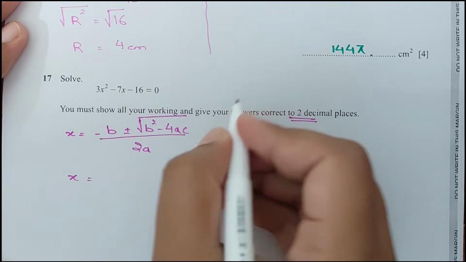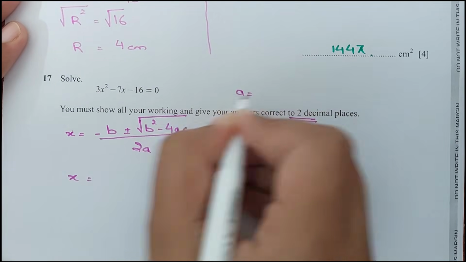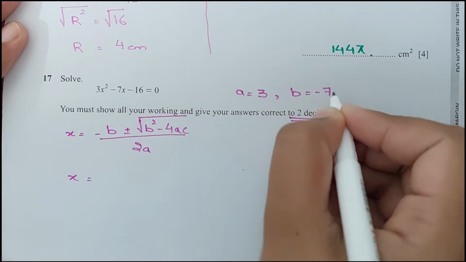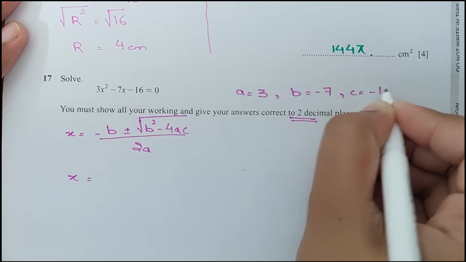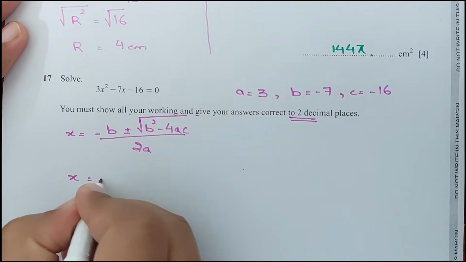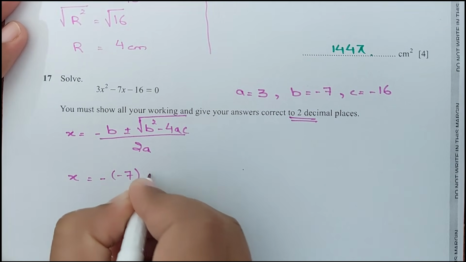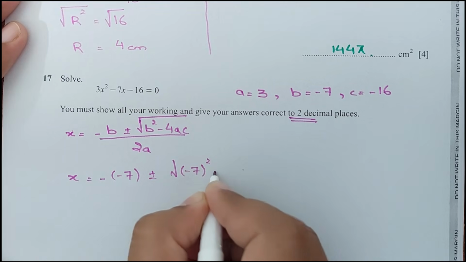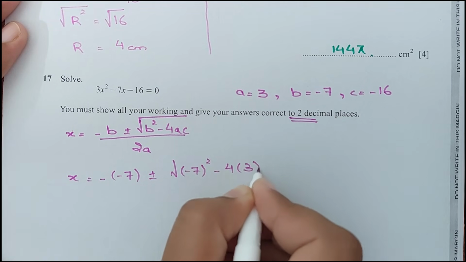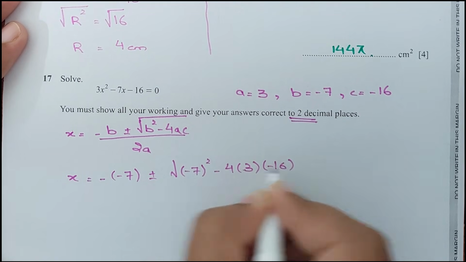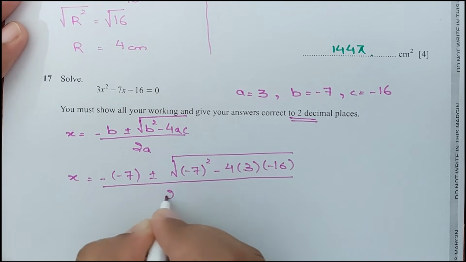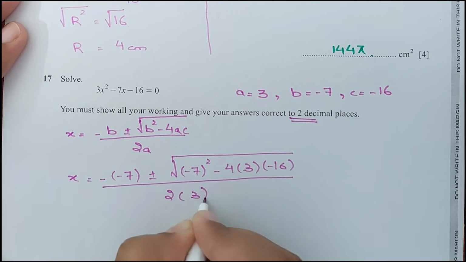So x would be equal to... what are a, b and c? A is the coefficient of x squared, which is 3. B is the coefficient of x, which is negative 7. And c is the constant term, which is negative 16. Negative b is minus negative 7, plus or minus the square root of b squared, negative 7 squared, minus 4 times a and c, which is negative 16. This whole thing is going to be divided by 2 times the value of a, which is 3.